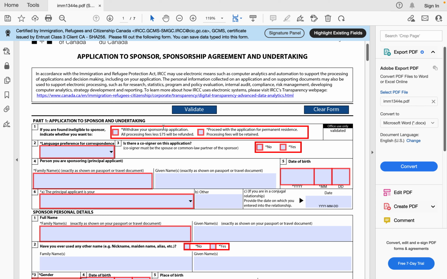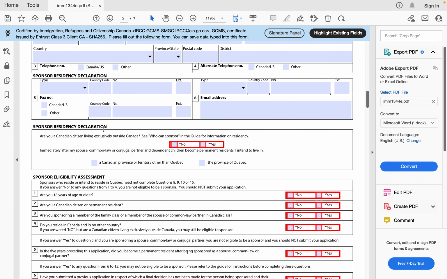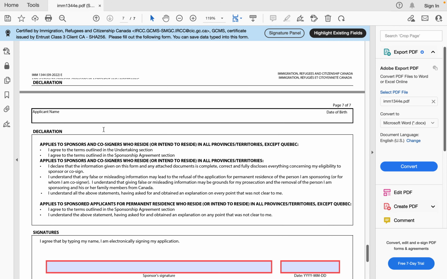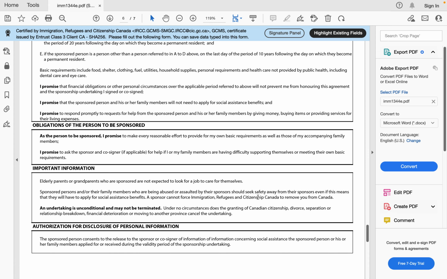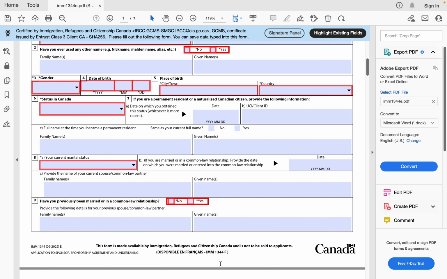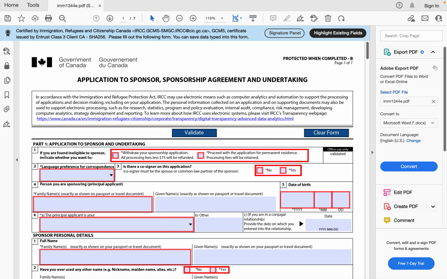So this is to be filled by the sponsor, like I said again. You can validate, and yeah, this is a form which has around 7 pages. So the first question is, if you're found ineligible to sponsor, indicate whether you want to withdraw the sponsorship application, where a fee will be deducted, or process the application for permanent residence and the processing will be retained.